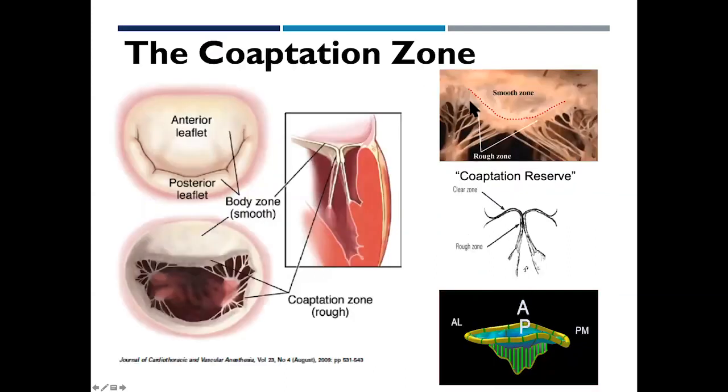The coaptation zone is also an important anatomical feature of the mitral valve that you need to know about. As shown here, the leaflet is made up of a smooth zone and a rough zone. And you can see that coaptation actually takes place in the rough zone. And the coaptation reserve is about 8 millimeters. This is the coaptation reserve under normal circumstances. Of course, if the left ventricle becomes dilated and the annulus dilates, papillary muscles move apart, that coaptation reserve can diminish with pathology.